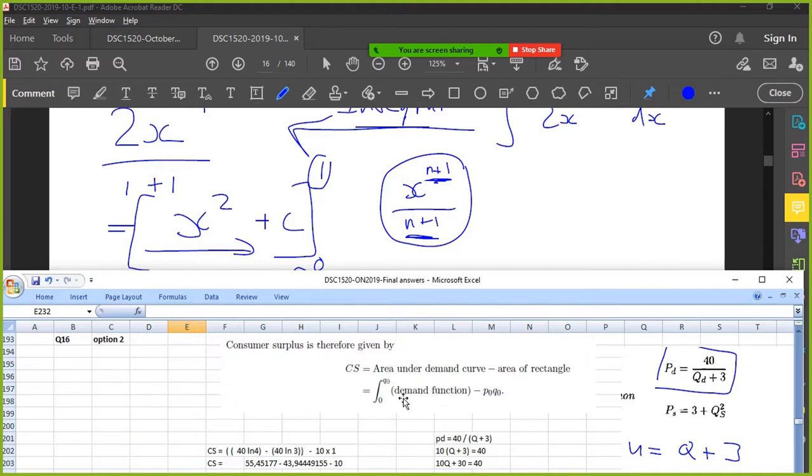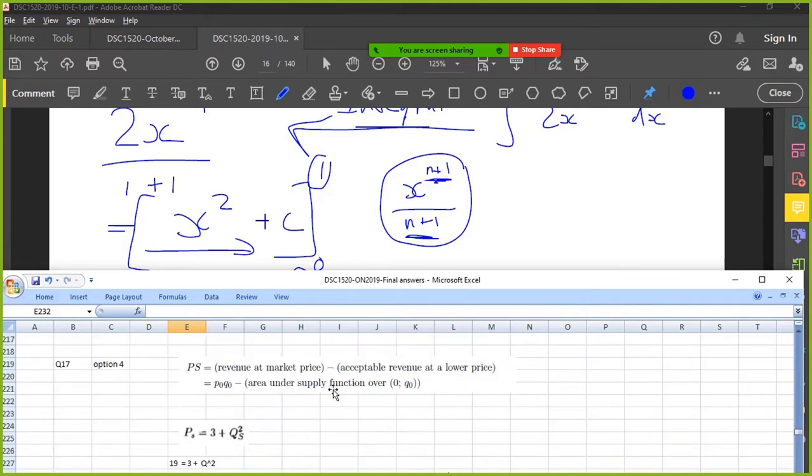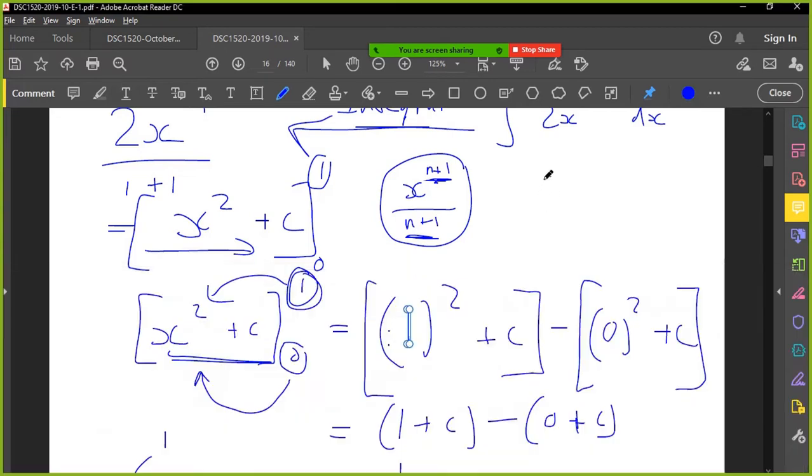This one states it clearly: 0 to Q. If you go back to 17, this is the area under the supply function over 0 to Q. So it's just written in a different notation. It's written in words instead of mathematics. So if I had to write this in maths, I would write this: 0 to Q for the supply. Does that make sense? Yes.